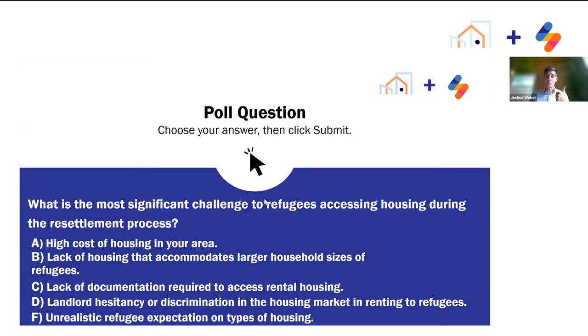So the next polling question is, what is the most significant challenge to refugees in accessing housing during the resettlement process? A, high cost of living in your area. B, the lack of housing that accommodates larger household sizes of refugees. C, lack of documentation required to access rental housing. D, landlord hesitancy or discrimination in the housing market renting to refugees. Or E, unrealistic refugee expectations on types of housing.